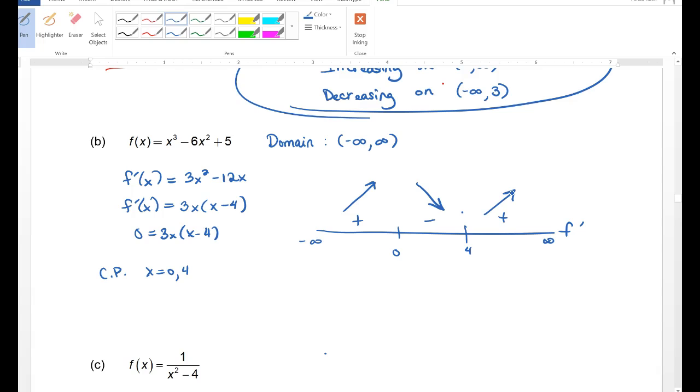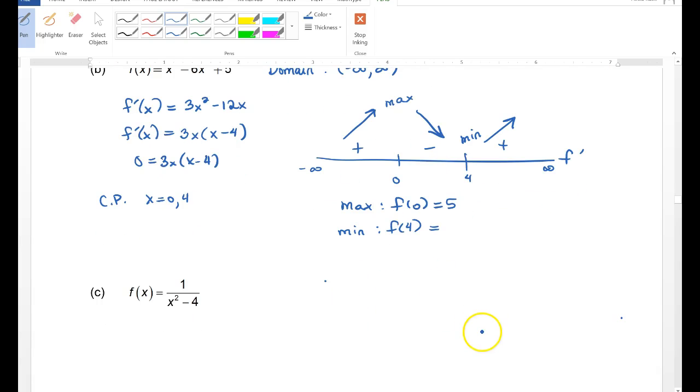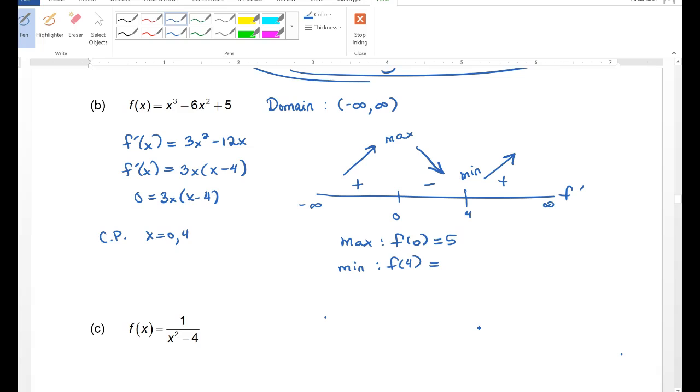So what do we have for our extrema? We have a max at 0, min at 4. So max is f of 0, which is 5. Just plug it in. What's f of 4? 64 minus 96 plus 5. Negative 27.